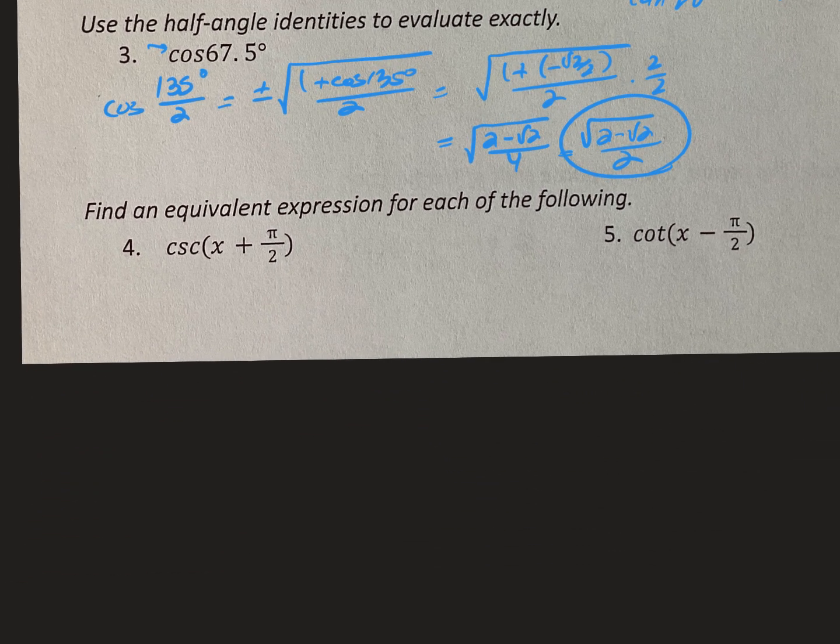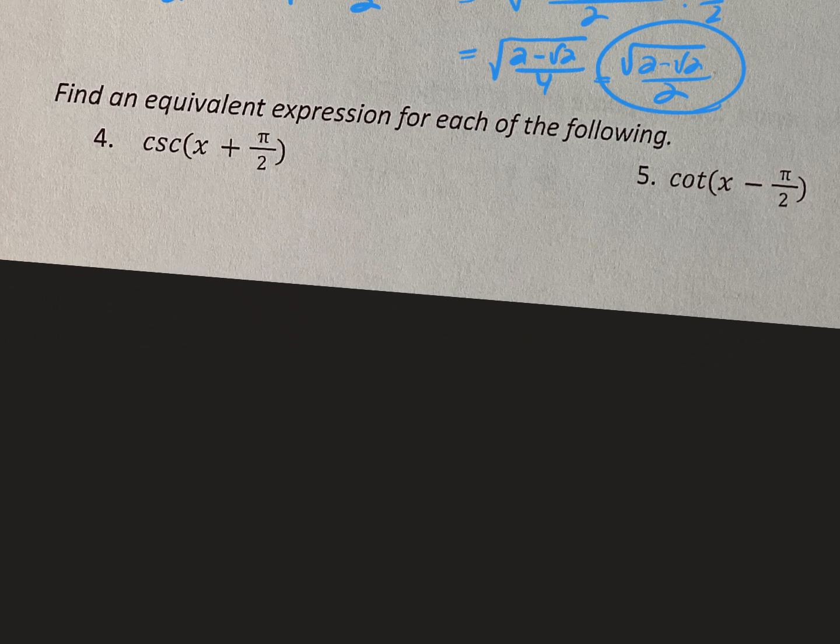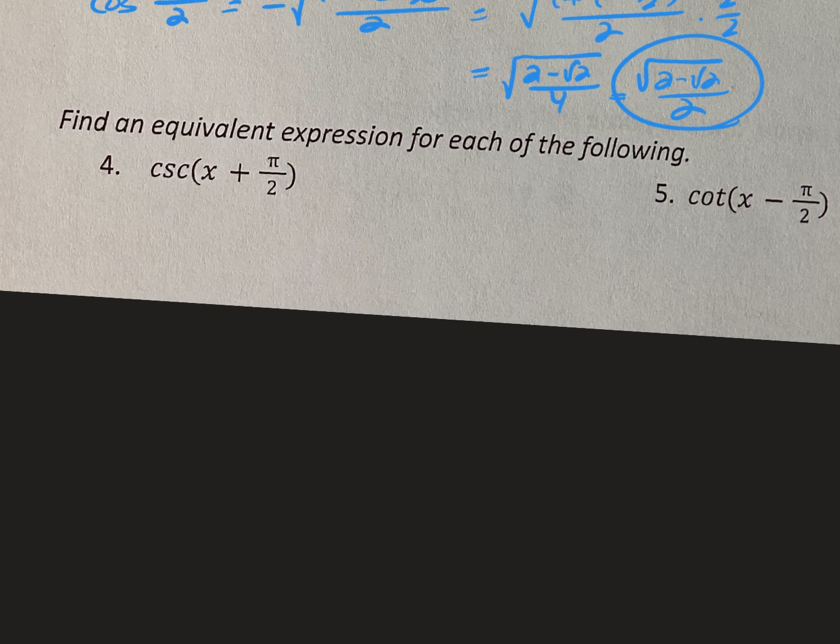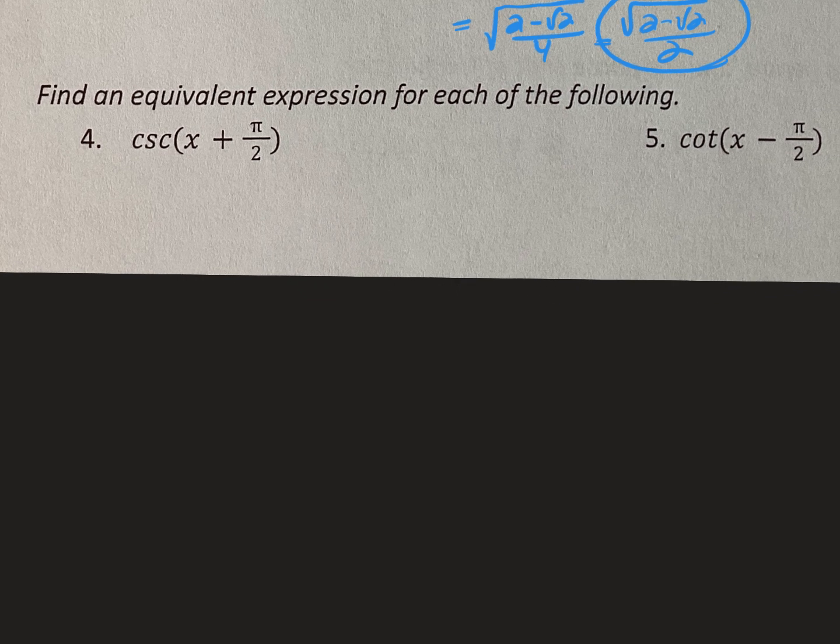All right, number 4 and 5. Find an equivalent expression for each of the following. It's cosecant addition and then cotangent addition. So what I'm looking for in my paper is, there's not going to be a cosecant addition, sum or difference, but there is going to be a sine. So I'm looking for sine of x plus y on my identity page. So I'm actually going to work that out. What I'm going to do at the end is just take the reciprocal of my answer, because sine and cosecant are reciprocals.